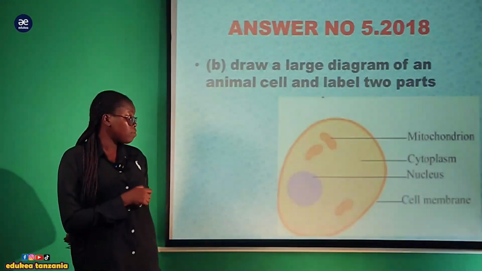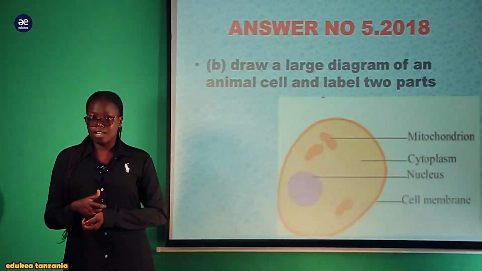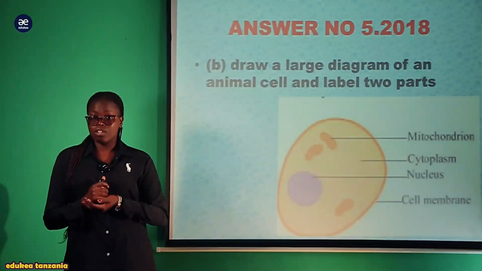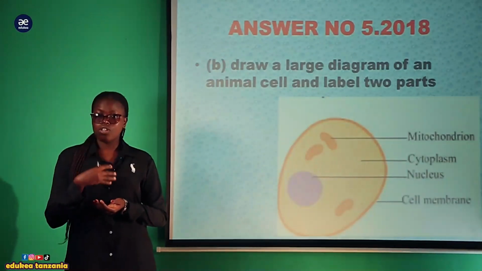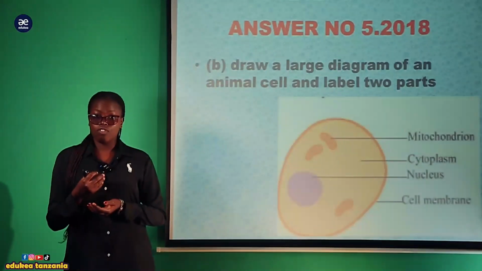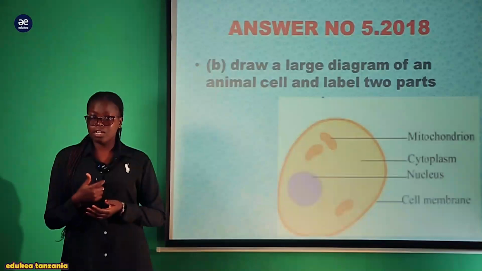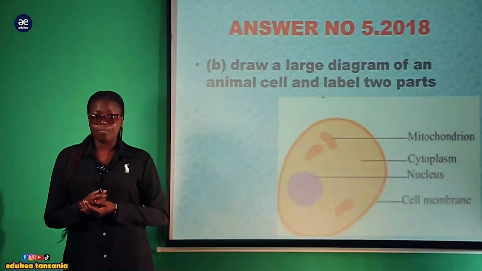In our animal cell structure here, we have the mitochondria. Mitochondria is the powerhouse of the cell. It is where the respiration process takes place so as to generate ATP, either aerobic or anaerobic respiration, which all provide energy in the form of ATP. Also, this is the cytoplasm, a region where cellular chemical reactions take place. Also, it is where these organelles are suspended.